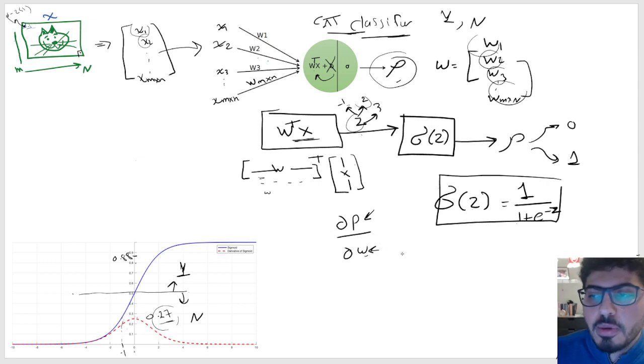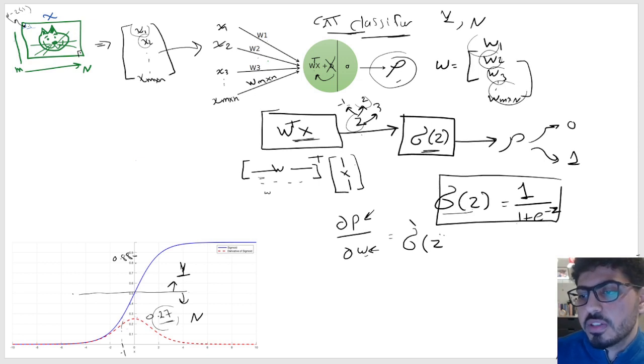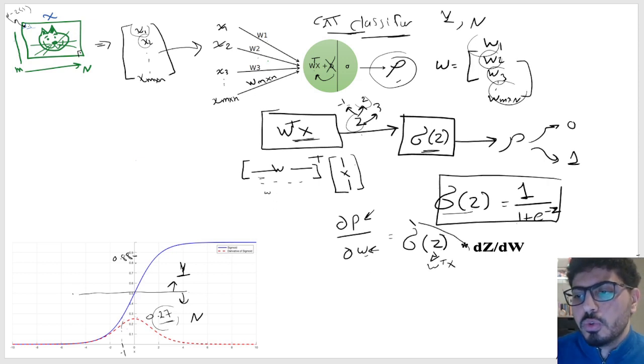Okay, so what is partial P by partial W? P is nothing but the sigmoid of Z, so it's nothing but the gradient of the sigmoid function. Z is nothing but W transpose X. Okay, so we need to compute this partial derivative of the sigmoid function. How do you determine the derivative of the sigmoid function? That is the topic of our next slide.